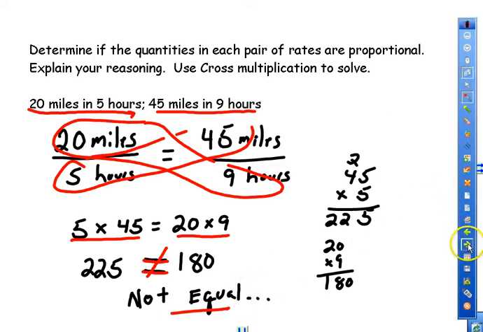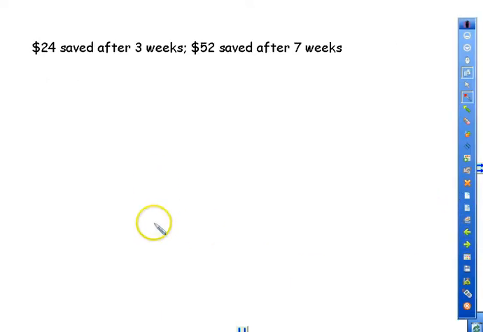So let's look at our next problem. And I want you to go ahead and hit pause, and you can then solve this. So go ahead and do that.